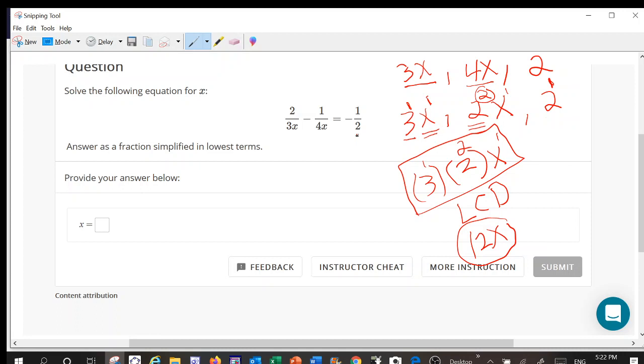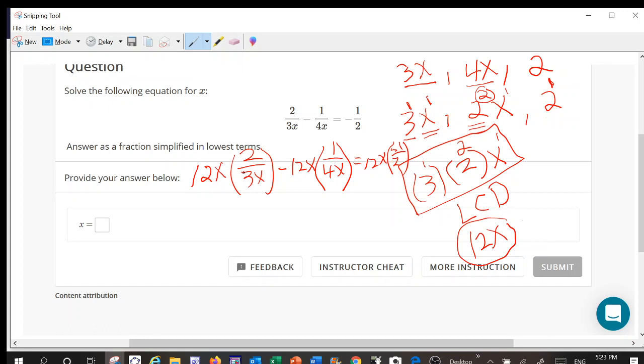So let's do that now. Once we have the LCD, we multiply everything by LCD. So we're going to have to multiply 12x times 2 over 3x minus 12x times 1 over 4x equals to 12x times negative 1/2.